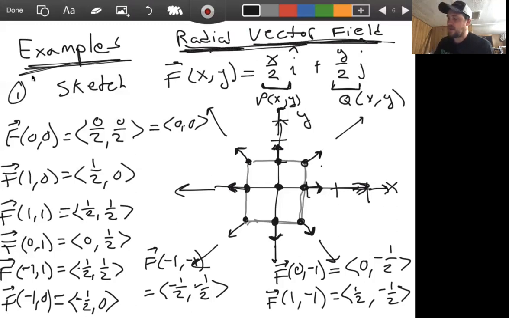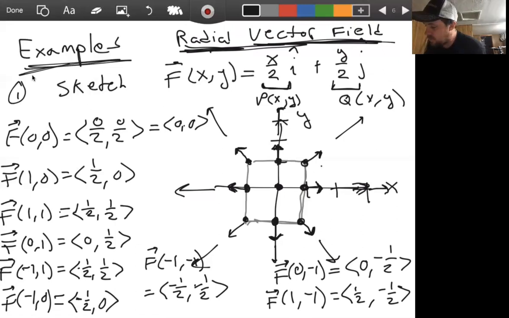Okay. It's called a radial vector field because in any given direction, all vectors are pointing out, like radially outward here. You can have radially outward vector fields and radially inward vector fields, right? This is an example of a radially outward vector field.